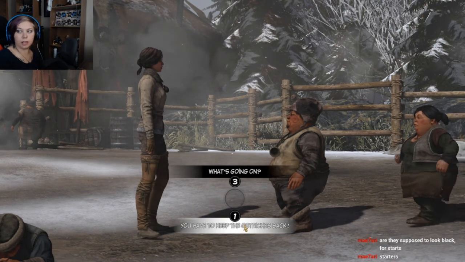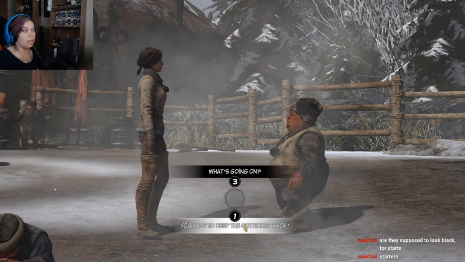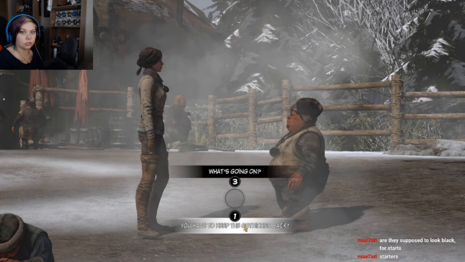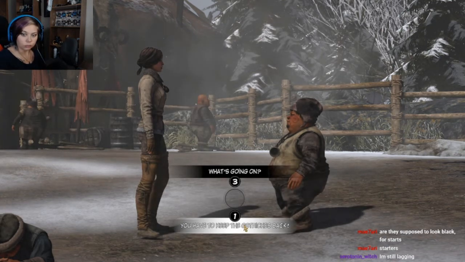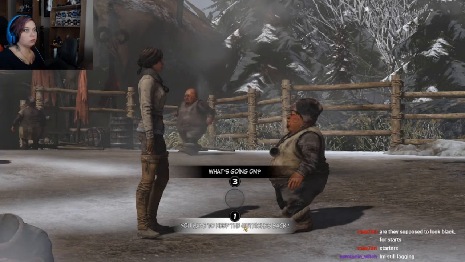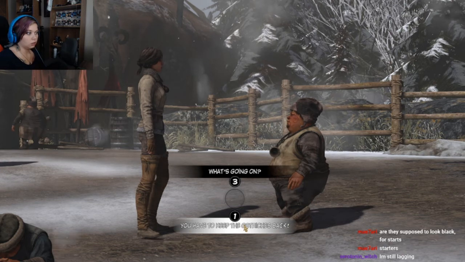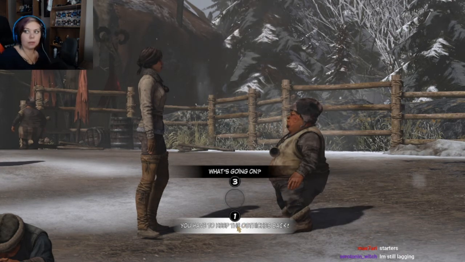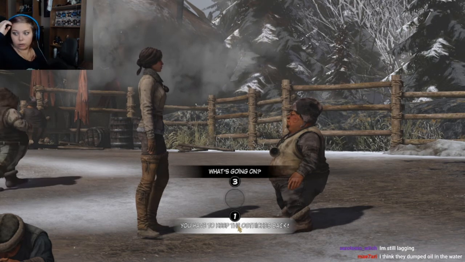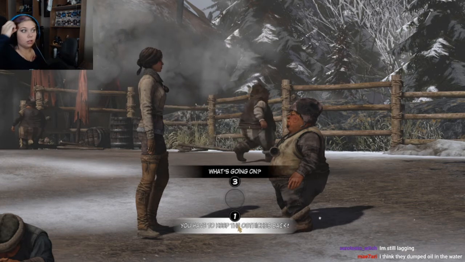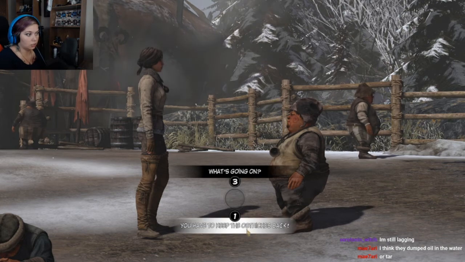Are they supposed to look black for starters? I don't think so. That's what I just noticed. I think that because they need the ostrich for their migration. So... Ostrich keeper Buruth busy. Not waste time. Tuk tuk. I think they like tar or something they put in the water. Or oil, yeah, it might have been oil, and that can really hurt animals in the water.